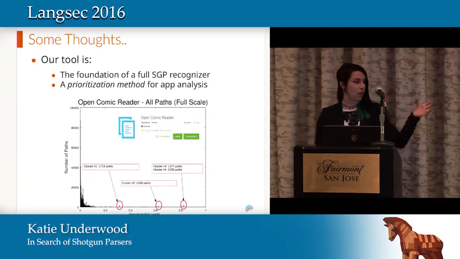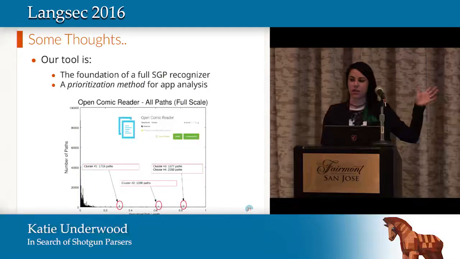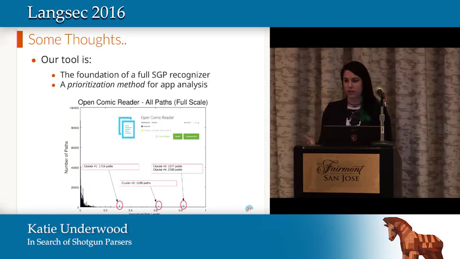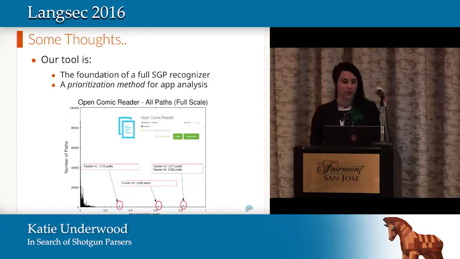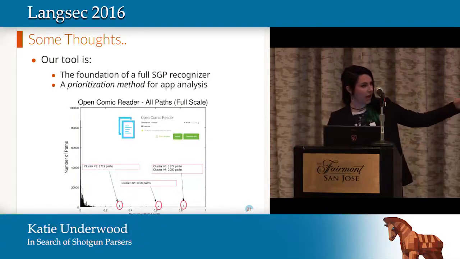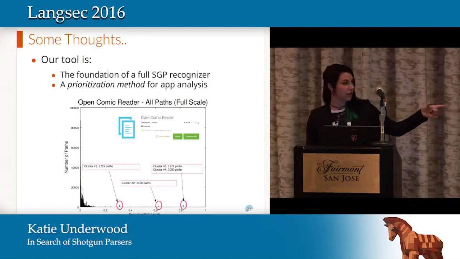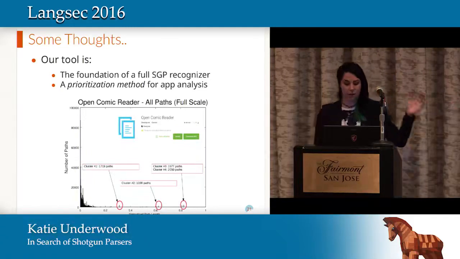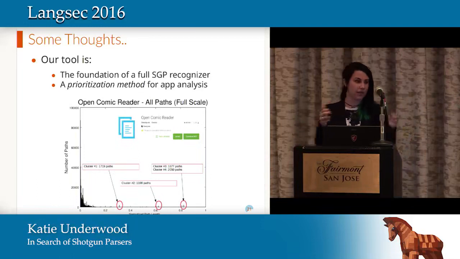You'll see here the Open Comic Reader app, a simple application, has 100,000 unique possible paths of execution through that control flow graph. So obviously, even in an automated sense, we need to narrow in on which of these paths we want to focus on for our further analysis. You'll see that it displays that familiar power law shape, but we also have 3 clusters of very long paths, including, on the far side there, 2 clusters of several thousand paths which spread over 80% of the way through the graph diameter. This is the area that we're going to want to focus on when we start to characterize the second and third shotgun parser properties.